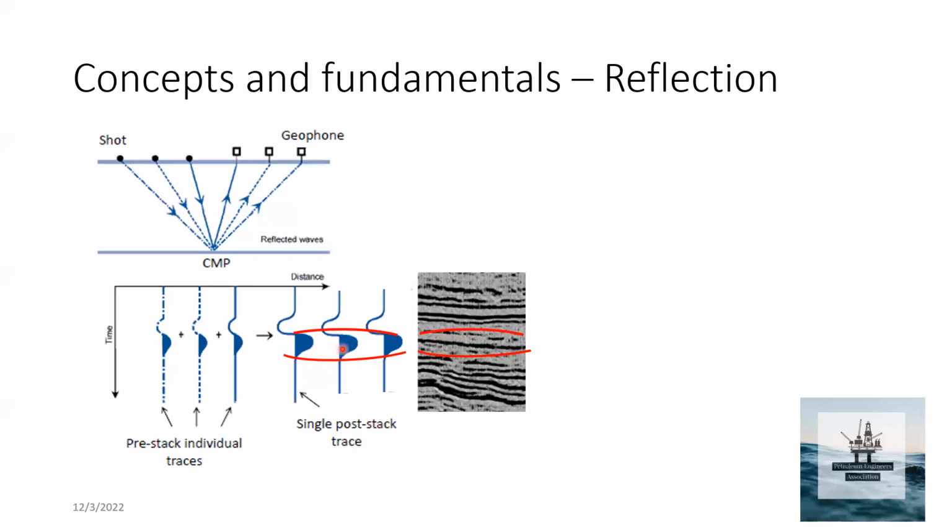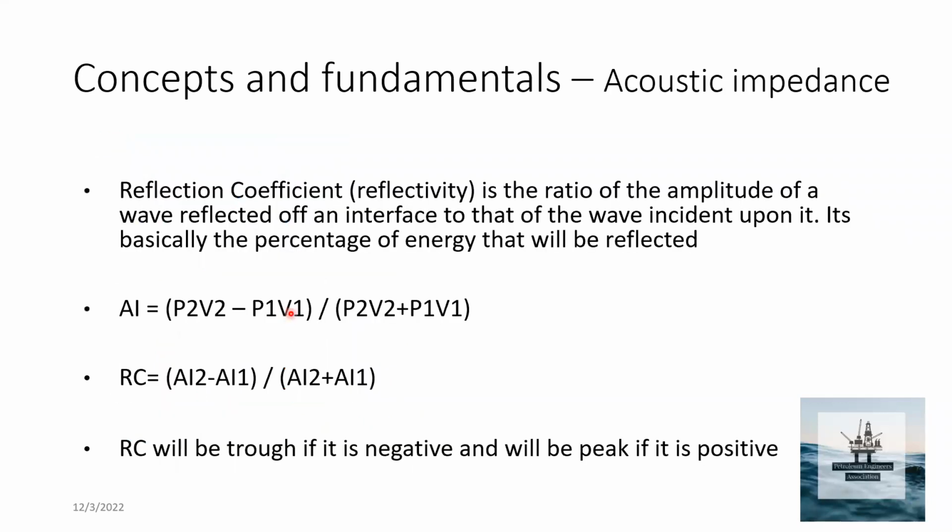Okay, we can see here the trace takes two behaviors. One to the left and one to the right, which are peak and trough. The positive fill is the peak, the negative fill is the trough. Now let's see why this happened. It's related to acoustic impedance and the reflection coefficient.